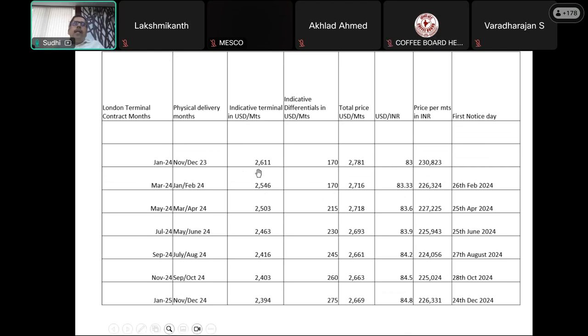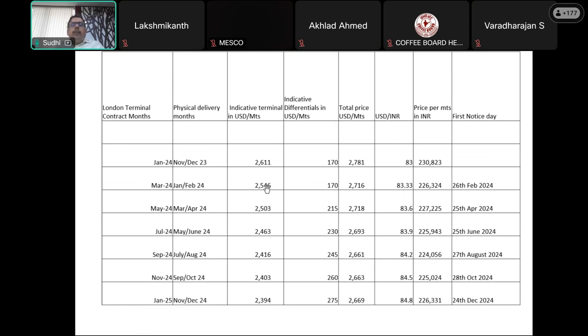if you are giving delivery in November, December, you are getting a higher price at $2611. And if you are giving March, you are getting a lesser. Normally these terminals are supposed to be on a carry market. That means if I carry the coffee from 2611 for 2 months, I am supposed to get the warehouse charges plus the interest rate for 2 months. So normally the market should be here instead of 2611.